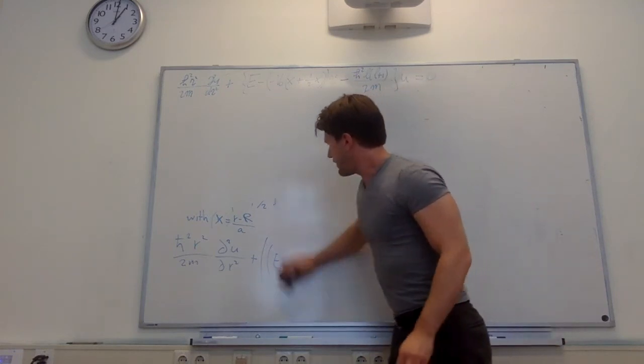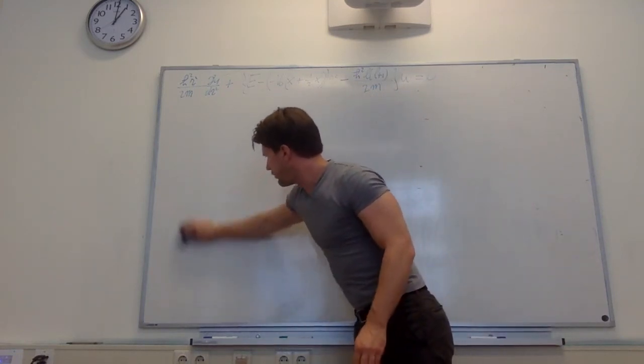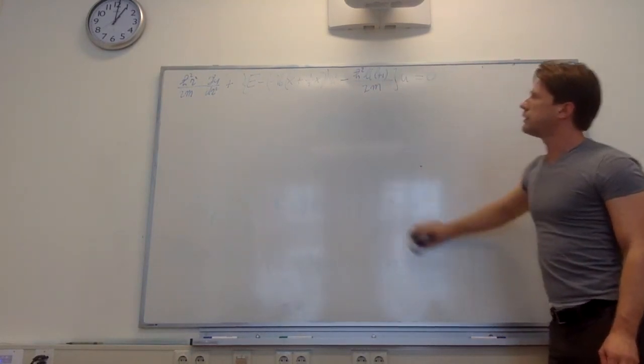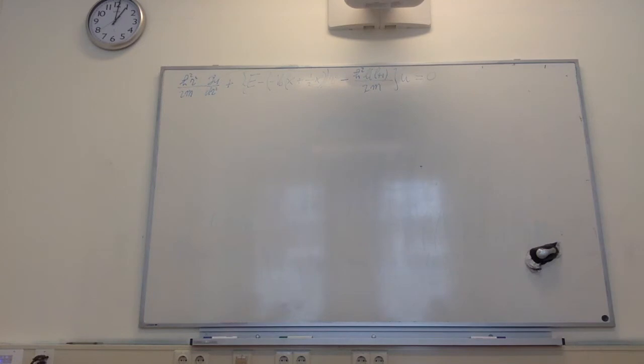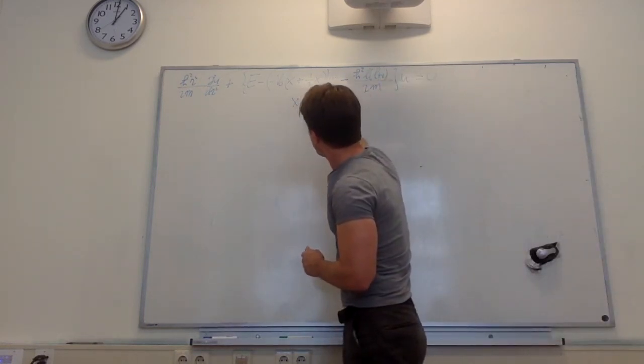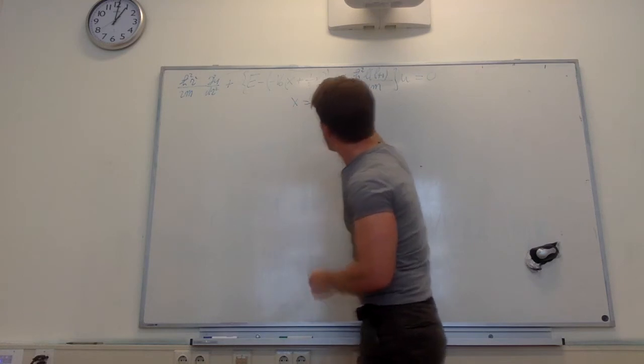What I've done, I've truncated. I said, you know what, of this whole Taylor series, let's just take only the first two terms. Get this. And x, if memory serves, was r minus r over a.